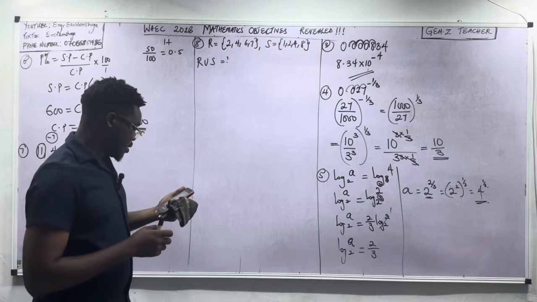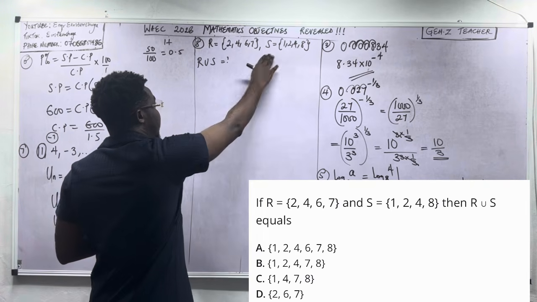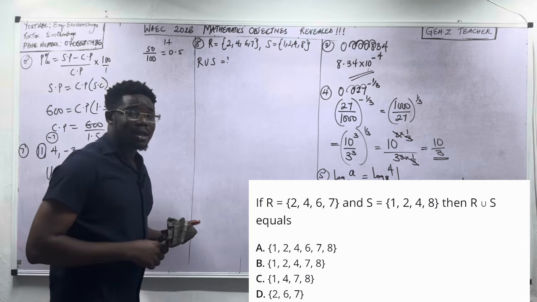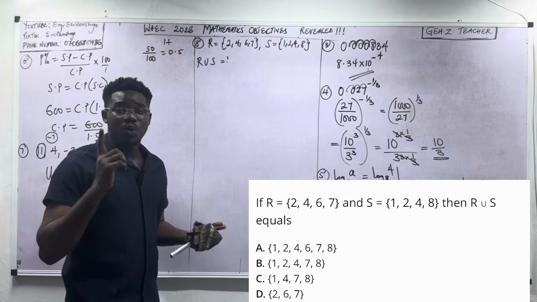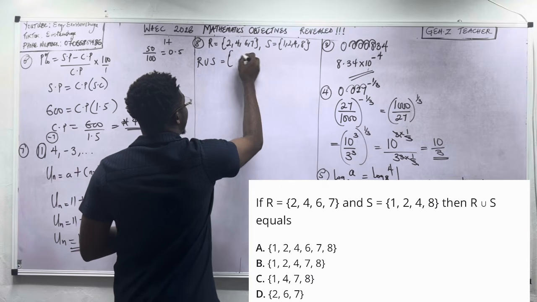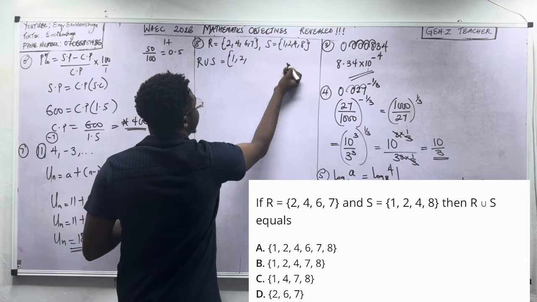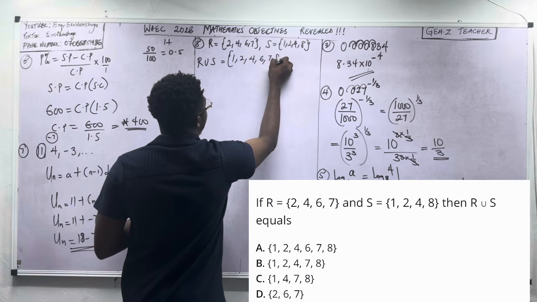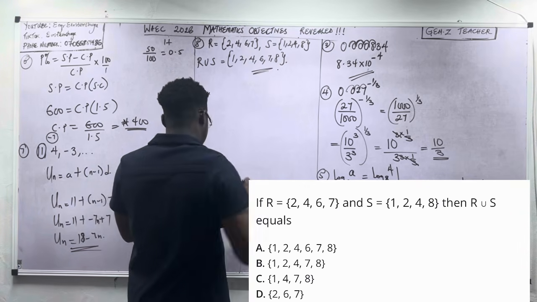Number 8 says, if R equals that and S equals that, find R union S. Now, union of a set means write out all the elements in each set without repeating a value. So this is going to be equal to 1, 2, we don't have 3, but we have 4, we don't have 5, we have 6, 7, and 8. This will be the answer to the question.